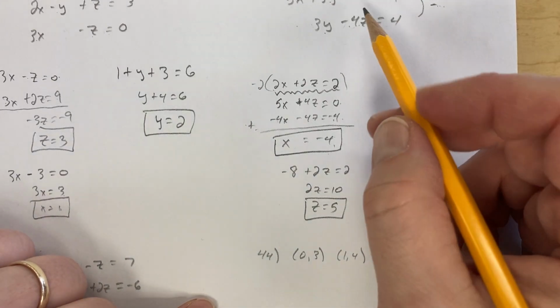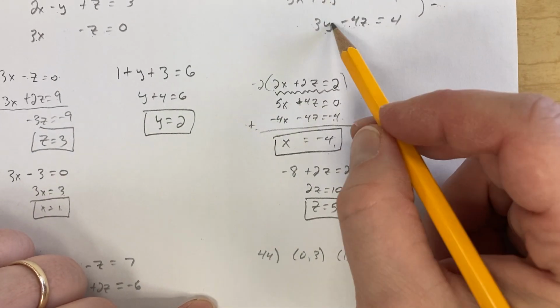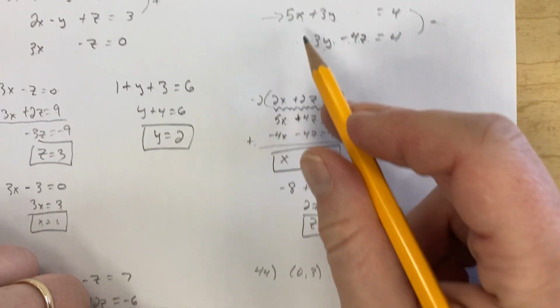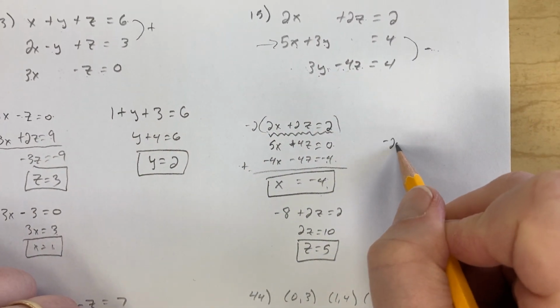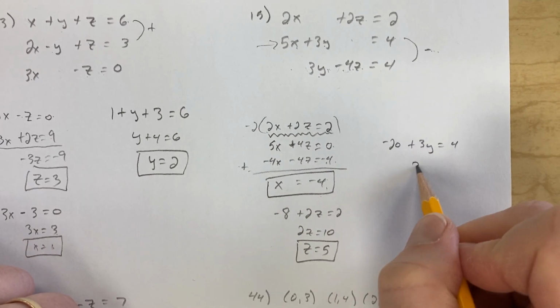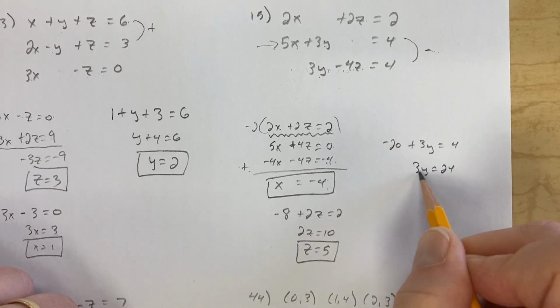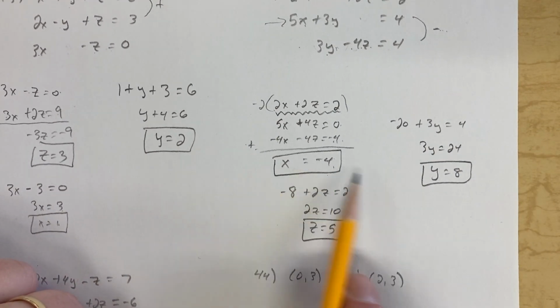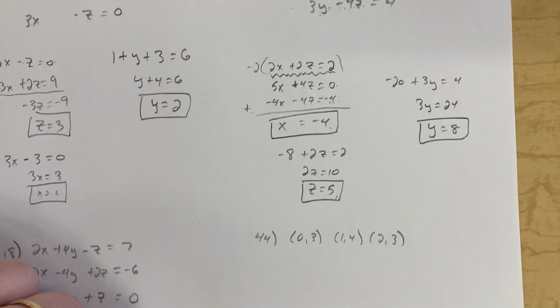And now I can actually use either one of these. It doesn't matter. Let's say we use the middle one. I'm going to put negative 4 into that 5 there. So we'll get negative 20 plus 3y equals 4. Add 20, 3y equals 24. Divide by 3, we get y equal to 8. All right, there's our answers. Negative 4, 8, and 5. Okay.